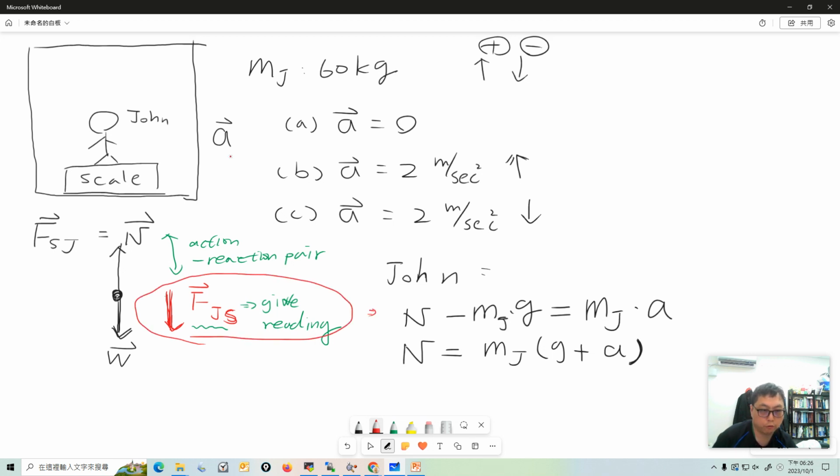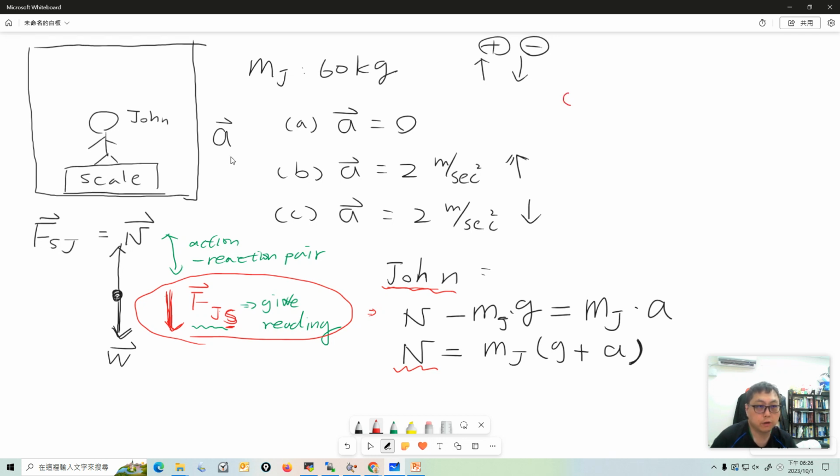Because like I said, we are focusing on John, so we are interested in the force acting on John. F_JS is acting on the scale, not on John. Although we want to know this value, when I do the analysis this force is not acting on John, so I just ignore it. And how could we find F_JS? It's equal in amount to N. So if we find N, we find F_JS.